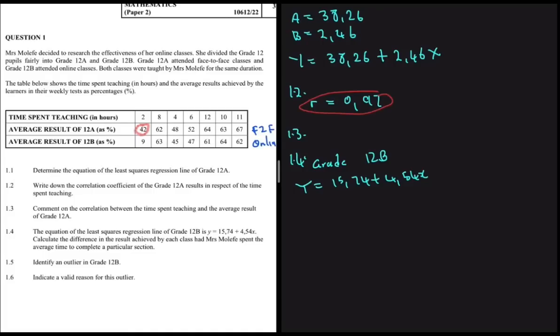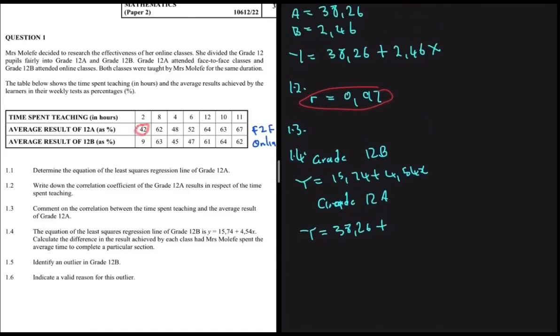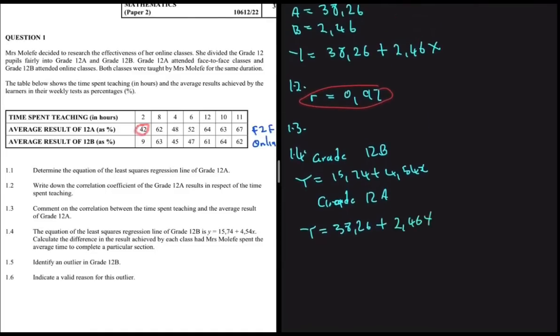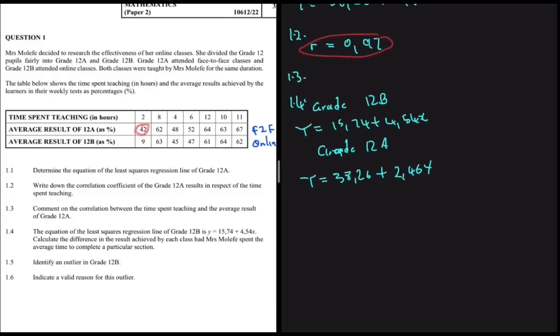Now for grade 12A, let's copy down the equation before we go any further. We have 38.26 plus 2.46x. So we want to find the difference in the result achieved by each class if Miss Molife spent the average time to complete a particular section. So we'll be finding the difference between grade 12B and grade 12A, if the teacher took the average time. What we have to do first is calculate the average time that the teacher took.